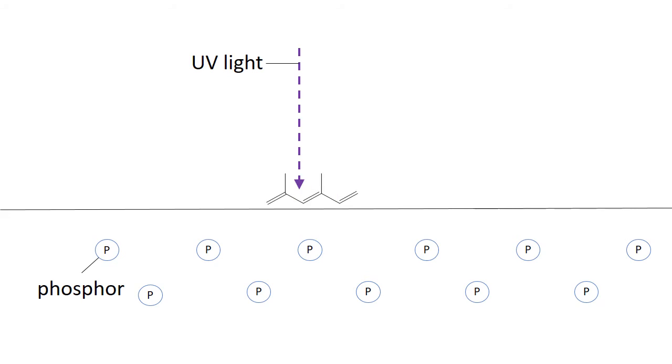However, if a UV-absorbing compound is on the surface of the plate, such as this conjugated alkene here, before the UV light can get to the phosphor, it's absorbed by that compound. So if the UV light's not absorbed by the phosphor, no green light is being re-emitted. So that particular area of the plate appears dark. This is exactly how sunscreens work. The sunscreens sit on the surface of your skin. They absorb the UV light before the UV light can penetrate your skin and cause damage.